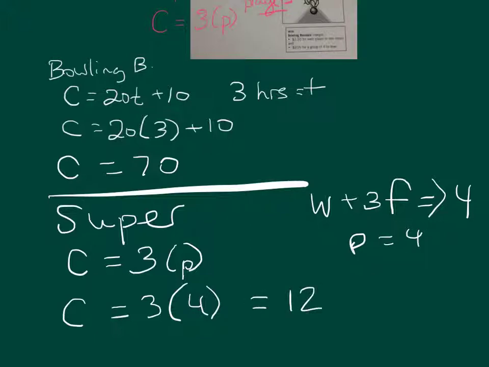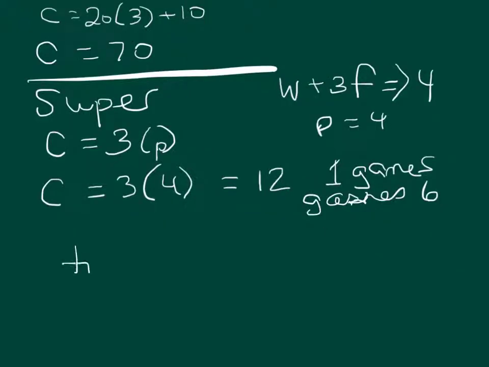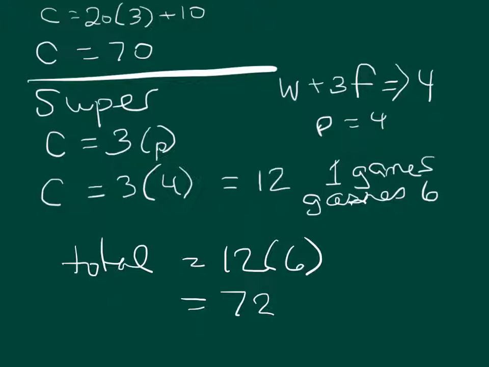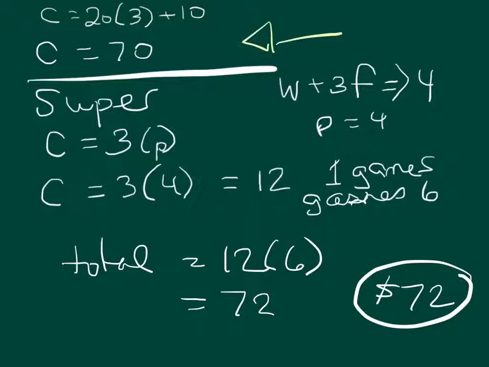Now this is the cost for just one game, so I need to consider the number of games that are played. So they said that the games played is 6, so I'm going to actually have to multiply this cost by 6. So the total cost is 12 times 6, which equals 72. So the total cost here is $72 for the Super Bowl. So it's actually cheaper for William and his friends to go to Bowling Bonanza.